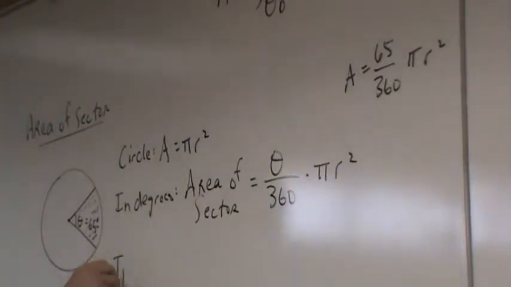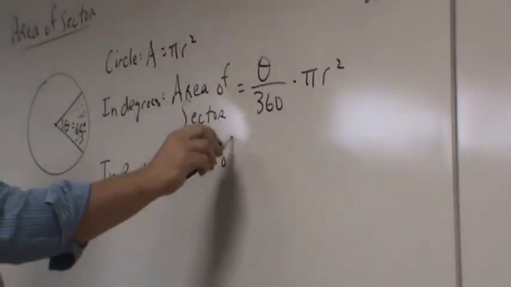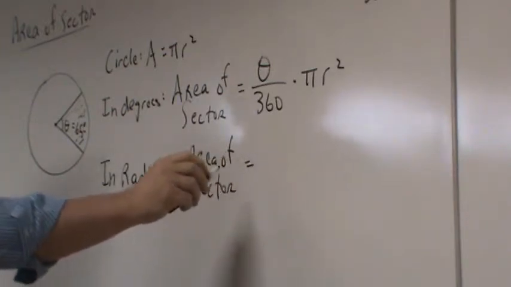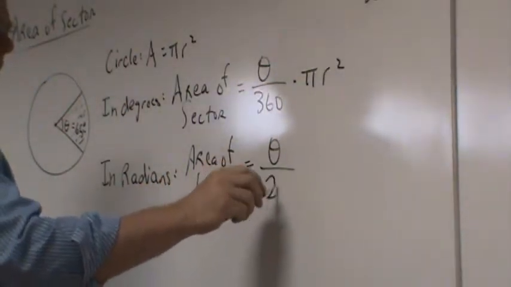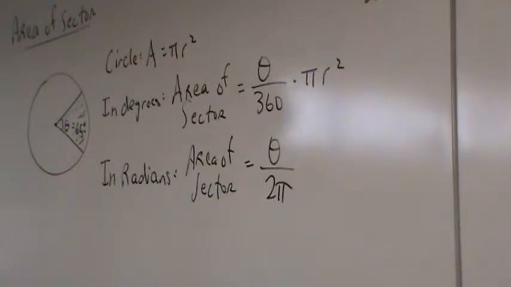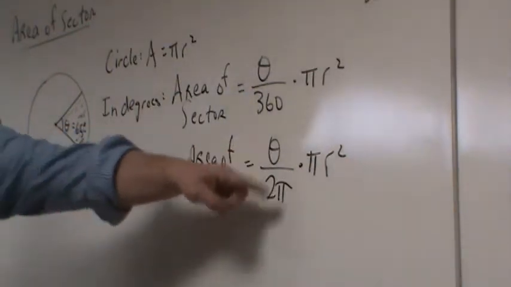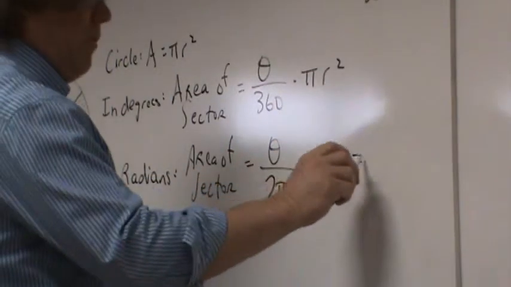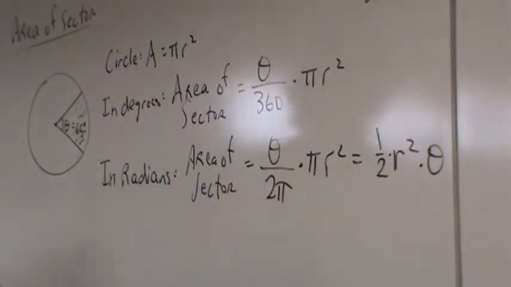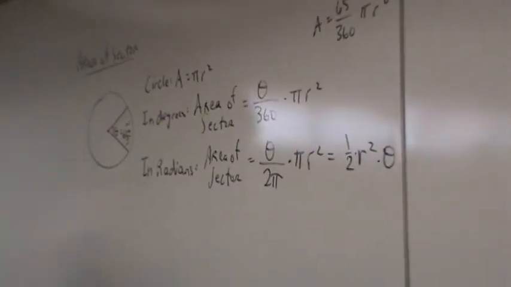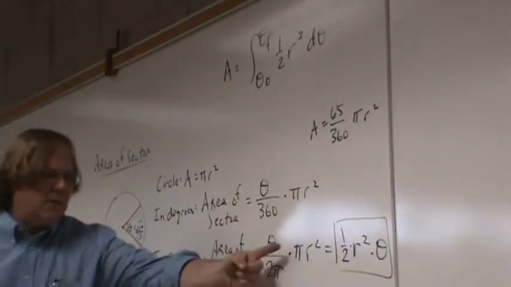Well, if you're in radians, this is a different story. In radians, the area of a sector is going to be the angle theta in radians divided by the entire circle, which is 2 pi radians, times pi r squared. But look, the pi's cancel, and I end up with just 1/2 times r squared times theta. So that's the area of a sector in radians, 1/2 r squared times theta, because the pi's cancel.